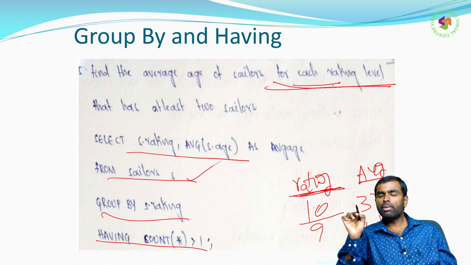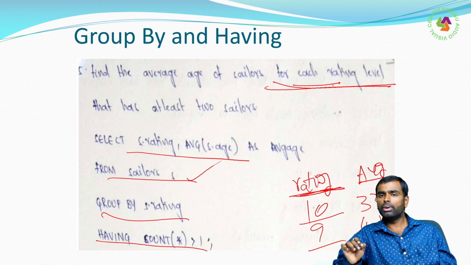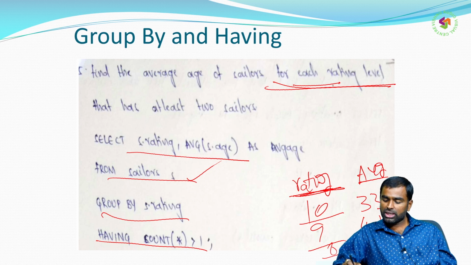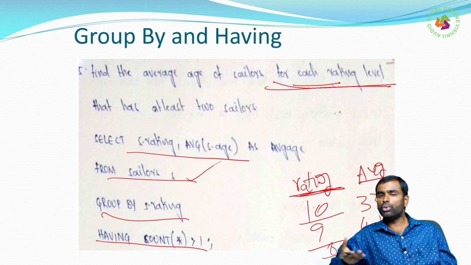Minimum 2. Rating 9 should also be given to a minimum of 2 people. Minimum 2 people got rating 8, minimum 2 people got rating 7, then only they will be considered. If rating 7 got only one person, then that is not considered. With 1 person, how can you calculate the average age? That is simple logic.